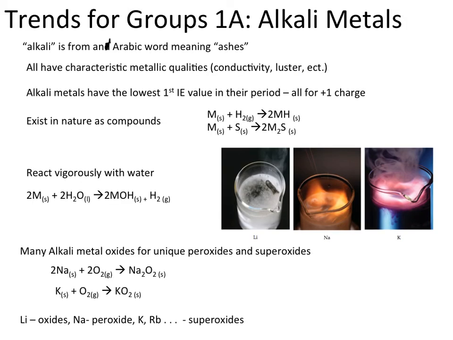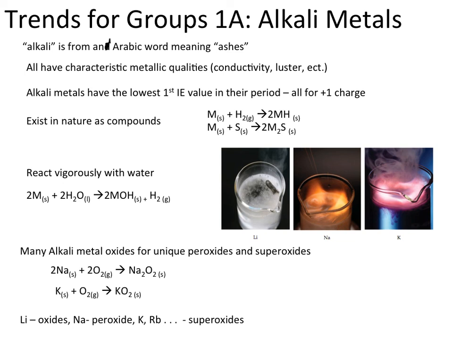So let's go ahead and look at the trends from Group 1A. The alkali metals is what Group 1A is known as. The word alkali is from an Arabic word meaning ashes, and ashes is where some of the early alkali metals were obtained by researchers.